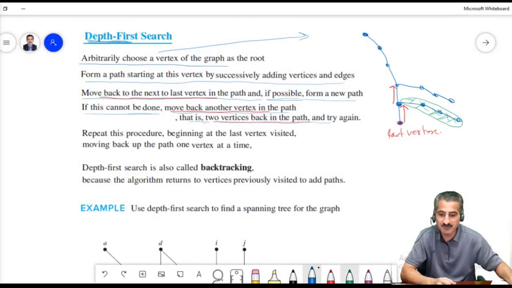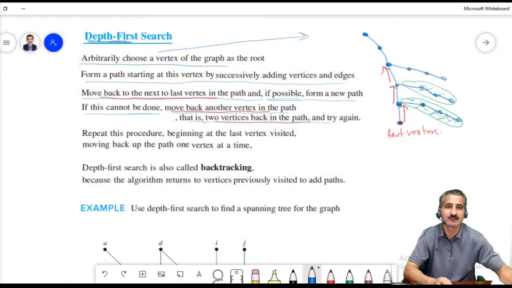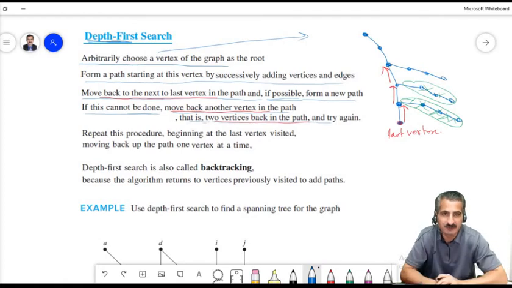Again, if you cannot, for some reason, then go back to the vertex in the first path you made, one more vertex, and try to do the same thing, to follow the same thing till you get a spanning tree. This will be clear when we work an example.